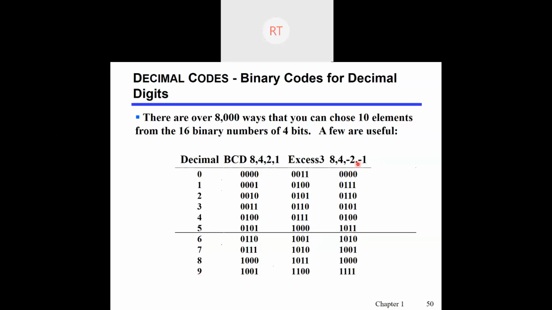Okay, how about this? This is nice. It is 8, 4, minus 2, minus 1. If you already notice, we usually have 8, 4, 2, 1. But this is another code. It is 8, 4, minus 2, minus 1. I want you to look at this, please. How is this number 5? Be careful. I have a minus 1, I have a minus 2, and I have a plus 8. So 8 minus 3 is a 5.